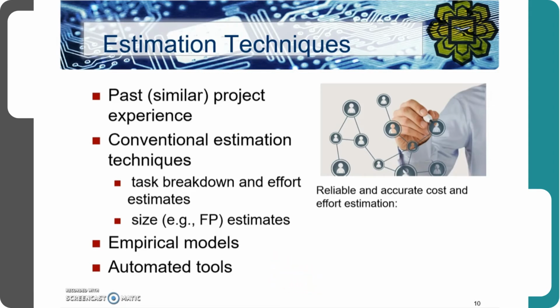So what do we consider as reliable and accurate cost and effort estimation? How do we get a reliable and accurate cost and effort estimation? One way is to delay until the project is completed, which is not efficient because we need this estimation for scheduling. Scheduling is done in the early phase of software development, which is the planning phase. If we delay until the project is completed, there is no point in doing estimation. But this is the only way that you get accurate cost and effort estimation.